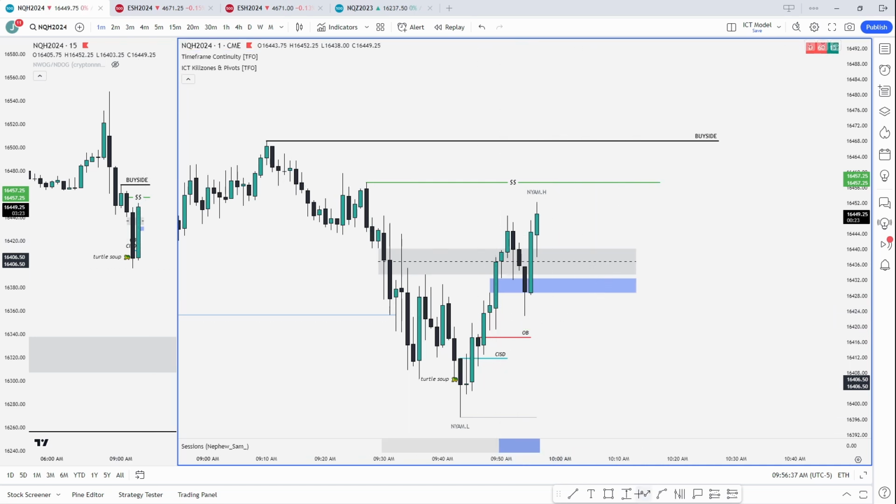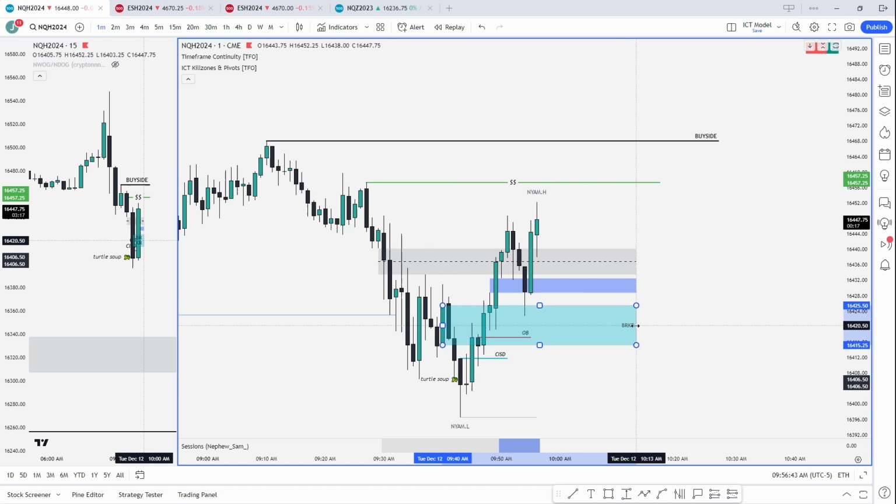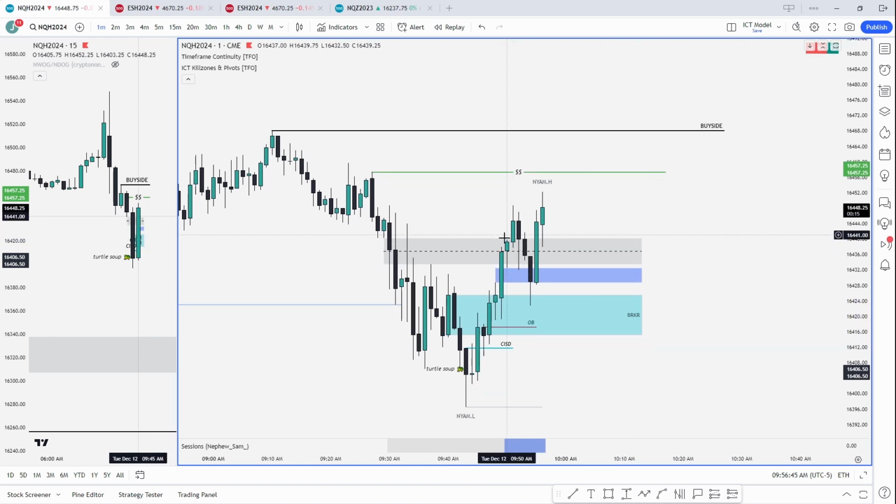We came back, tapped into the breaker. Breaker right in there. So you can see 3 PD arrays, right? Close above the 1. Sorry, close above the 5. 1, 2, 3 would be this one. And we expand up. Still looking for this high and the buy side.